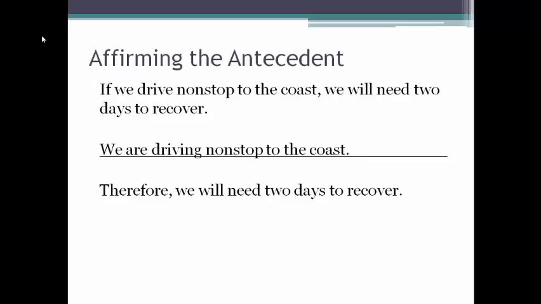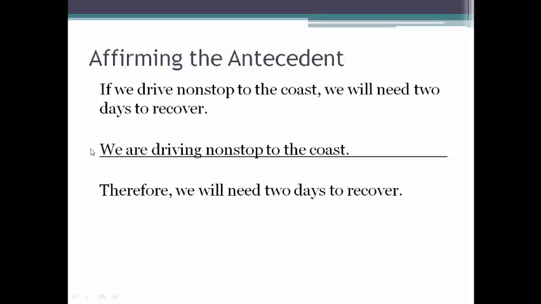It's called affirming the antecedent. And this is an example of such an argument. In all cases of affirming the antecedent, the first premise is going to be a conditional. The conditional here is, if we drive nonstop to the coast, and remember, this is the antecedent, then we will need 2 days to recover. The then isn't actually written here, often it's just implied, but this is the consequent. So we've got our conditional sentence, antecedent, we drive nonstop to the coast, then consequent, we will need 2 days to recover. That's the first premise.